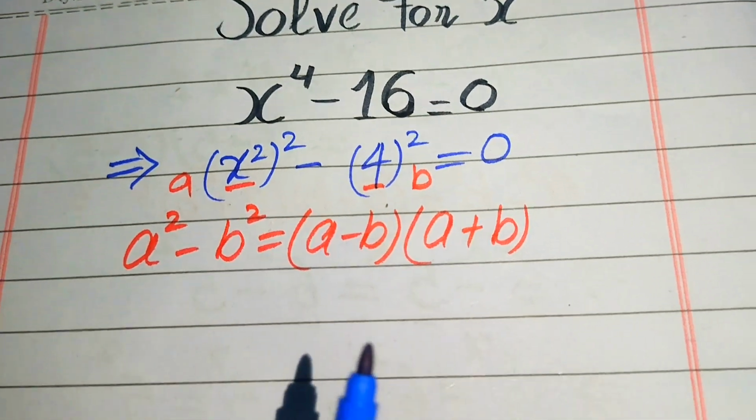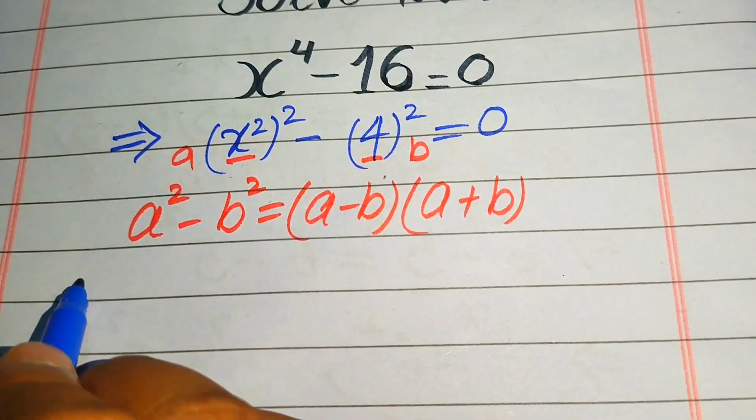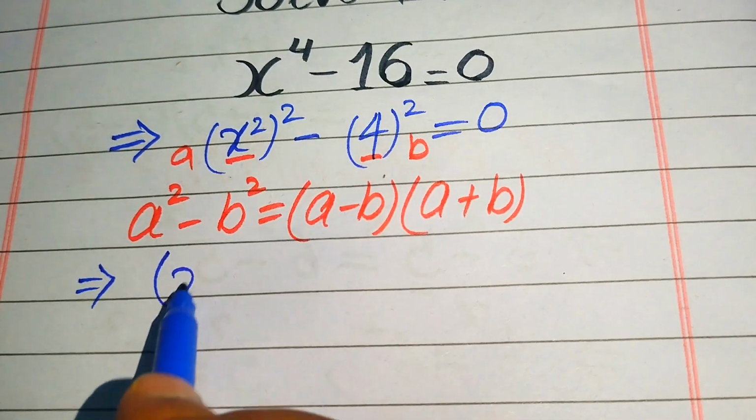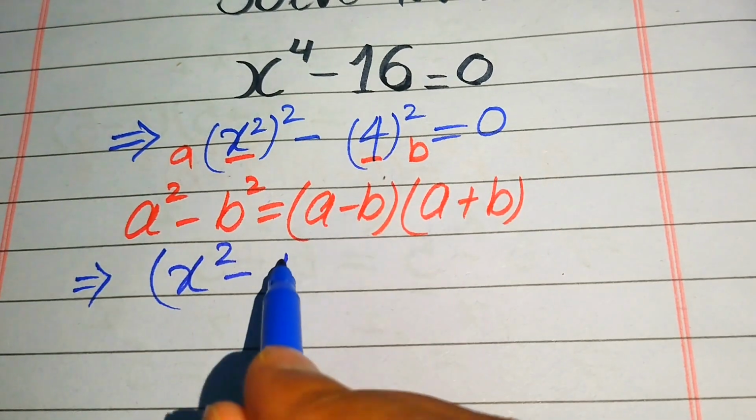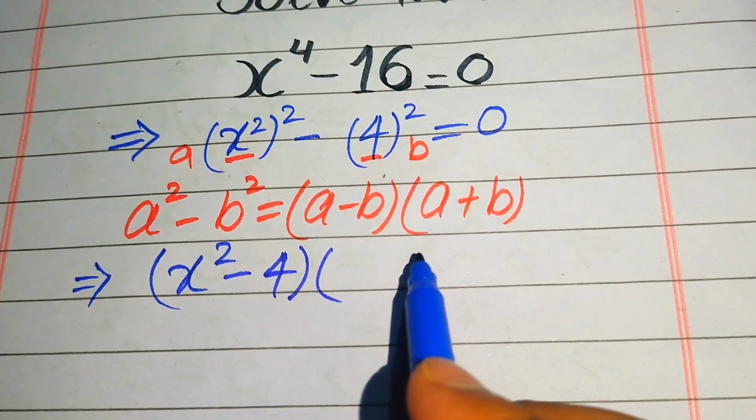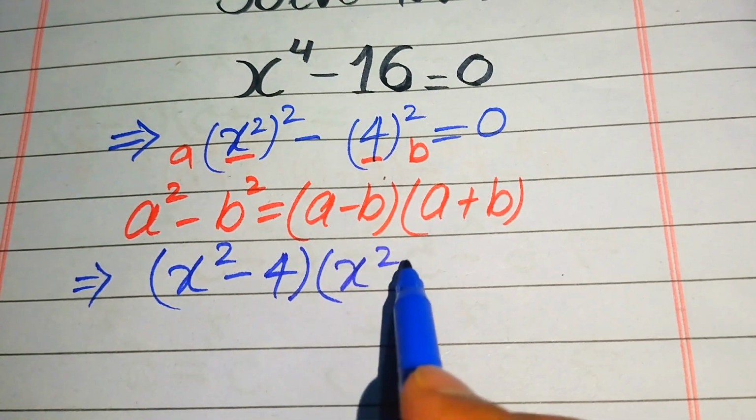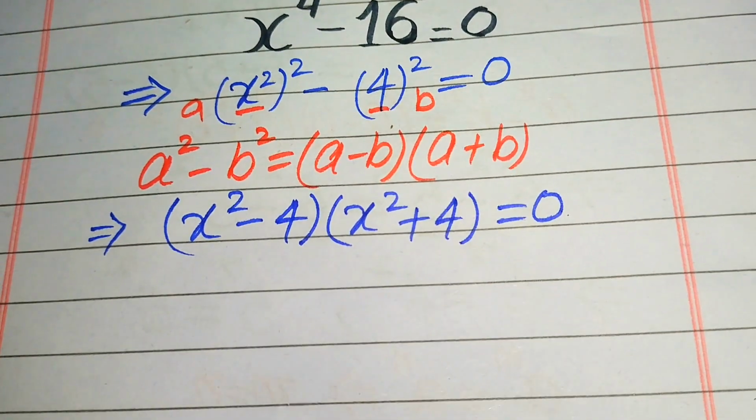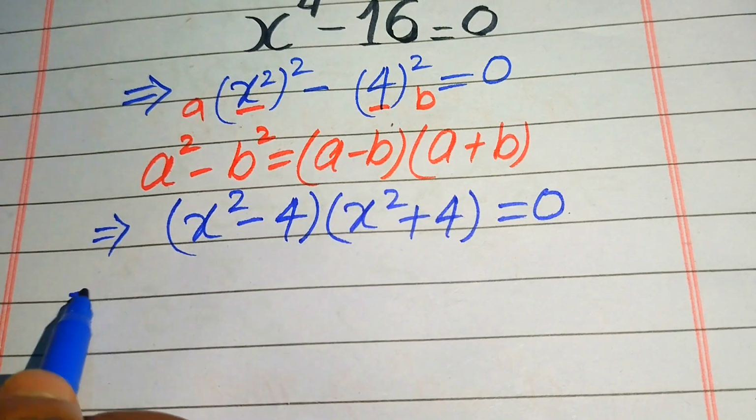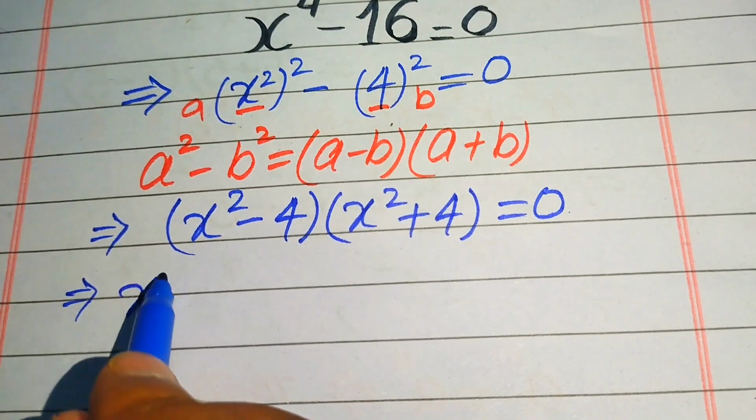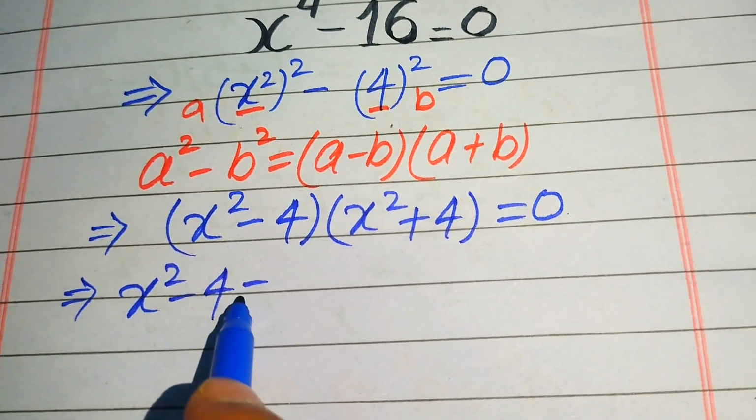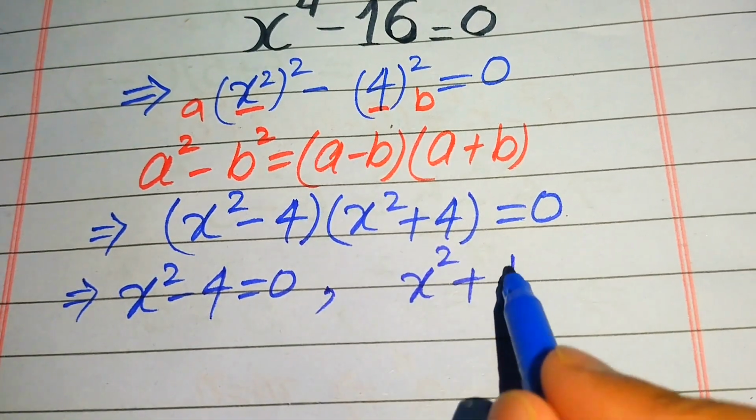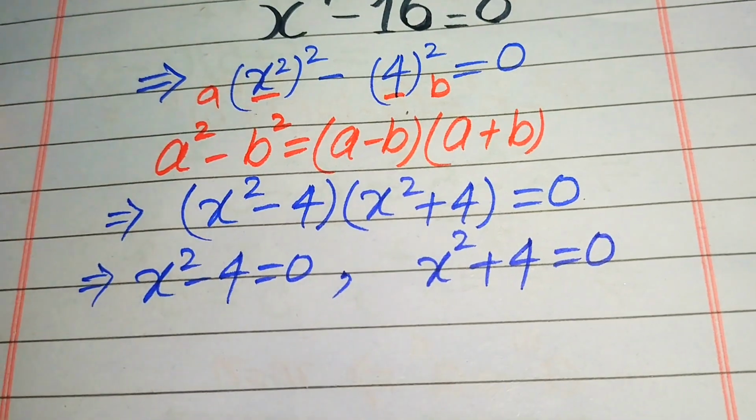So we use this nice formula on the above equation, and it is written in this form. Here the first factor is a minus b. The value of a is x square, the value of b is 4, into again a plus b. The value of a is x square and the value of b is 4, and this whole equation is equal to 0. And now we divide this equation into two cases. The first case is x square minus 4 is equal to 0, and the second case is x square plus 4 is equal to 0.